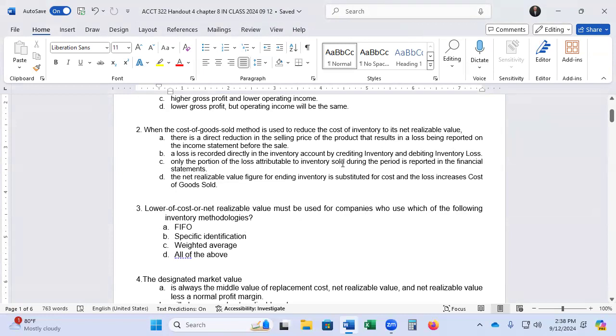Only the portion of loss attributable to inventory sold during the period is reported in the financial statements. So again, not from the cost of goods sold. You could have, we talked about inventory errors, other stuff in there. You hope it's not. It all depends on materiality, but the answer is D. The net realizable figure for ending inventory is substituted for cost, and the loss increases cost of goods sold.